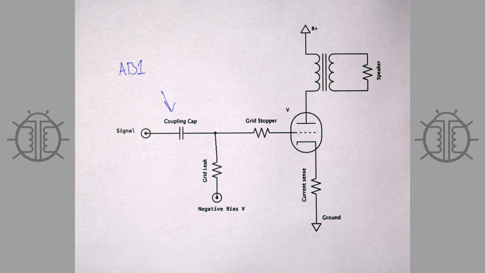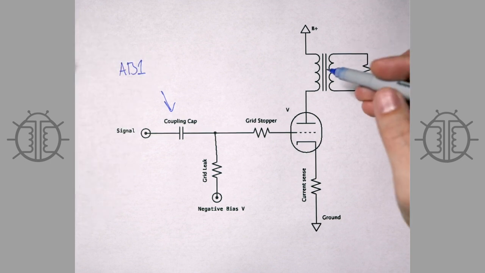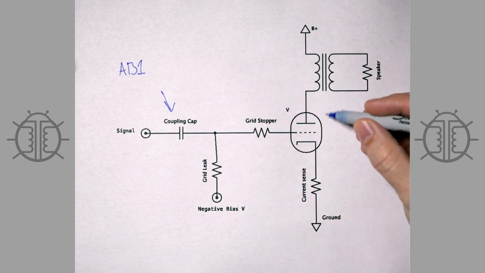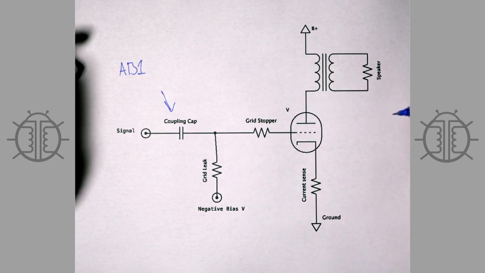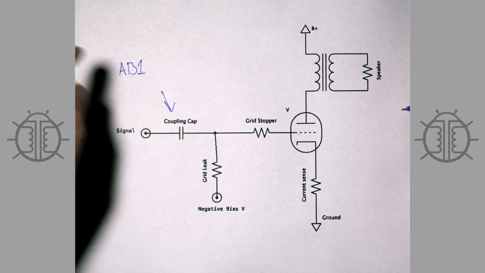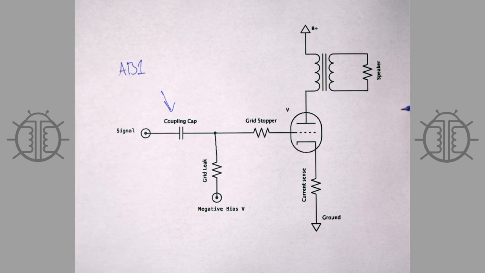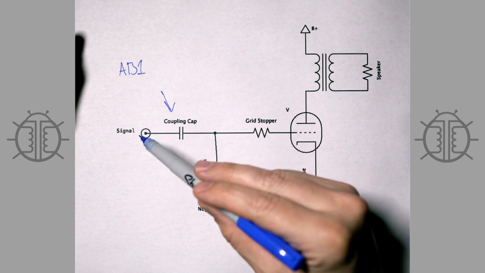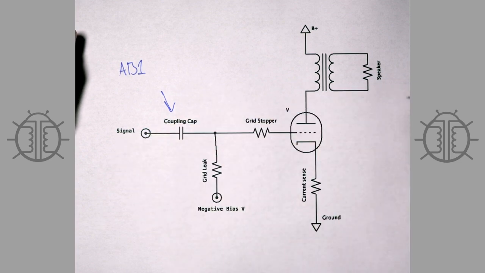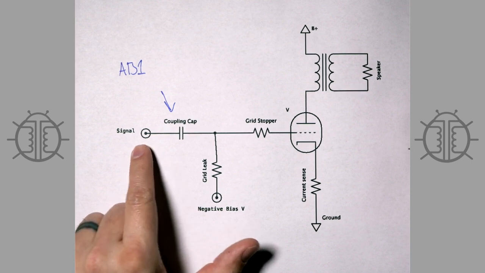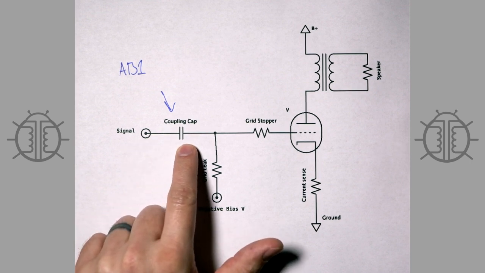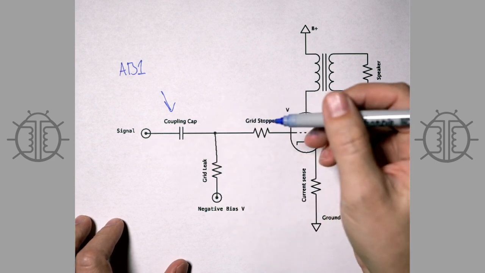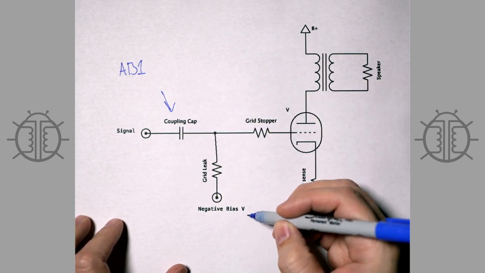And so here you can see, now obviously I'm saying this is AB1. I'm showing one side here. There's a pair of these output tubes, and they're going to be sharing the signal for some of the time, and then for some of the time each one will be handling one side of the wave by itself. So what happens is you've got signal coming in here. The AC passes the capacitor and comes over here. Over here, the signal is superimposed onto a negative bias right here.